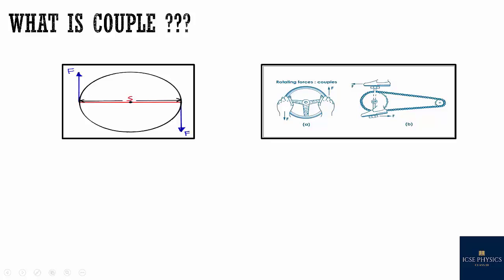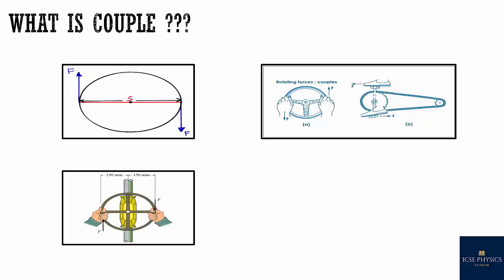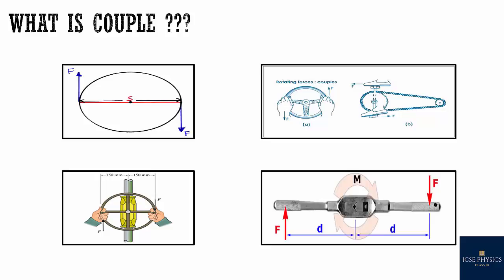Similarly here, what happens in a bicycle? If we apply one force here, another force is applied here, and these forces are equal and opposite. So for turning effect, a pair of forces always act, and the pair of forces which are equal and opposite and parallel to each other and don't act in the same line is a couple. Similarly here, we apply one force and another force is exerted here, the reaction force.